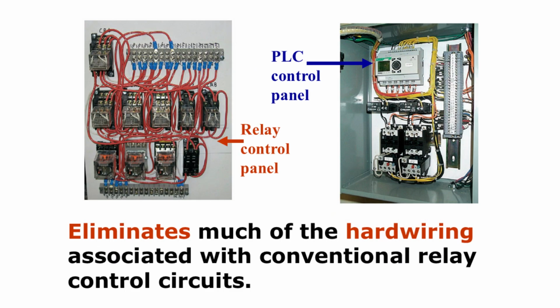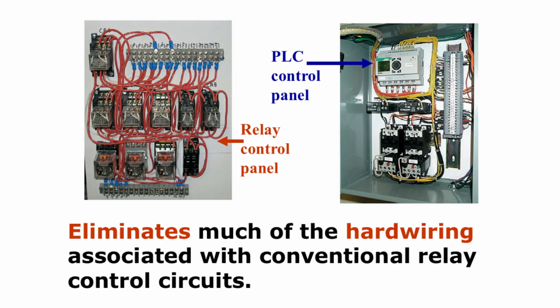On the left, you see a traditional relay control panel. Notice the large number of wires, relays, and connections. Each relay represents a single logic function. To build a complex control sequence, you had to physically wire many relays together. This made panels bulky, expensive, and difficult to troubleshoot when something went wrong.